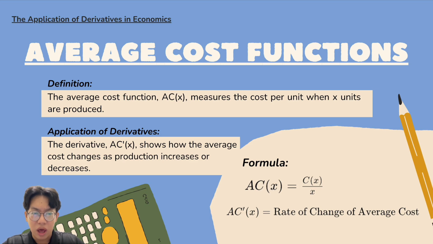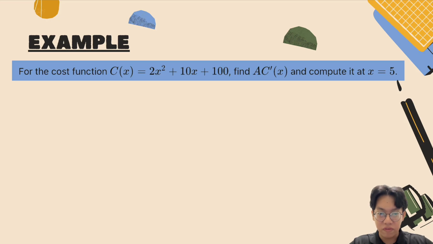To analyze how average costs change with production levels, we use derivatives. The derivative of the average cost function, AC prime of X, shows the rate of change of the cost per unit as production increases or decreases. This insight helps businesses decide on optimal production levels. Let's illustrate with an example. Suppose the cost function is 2x squared plus 10x plus 100. Find AC prime of x and compute it at x equals 5.